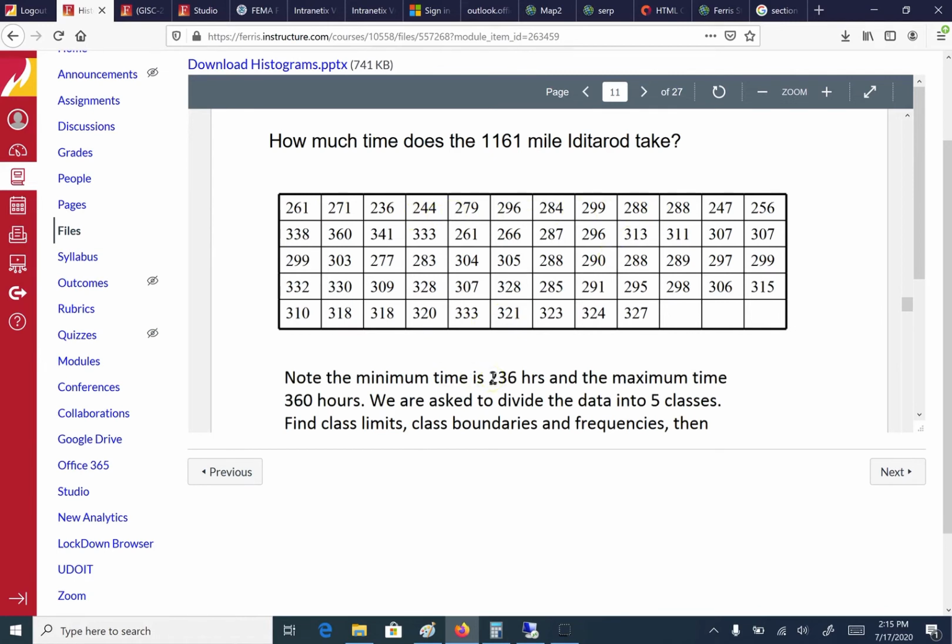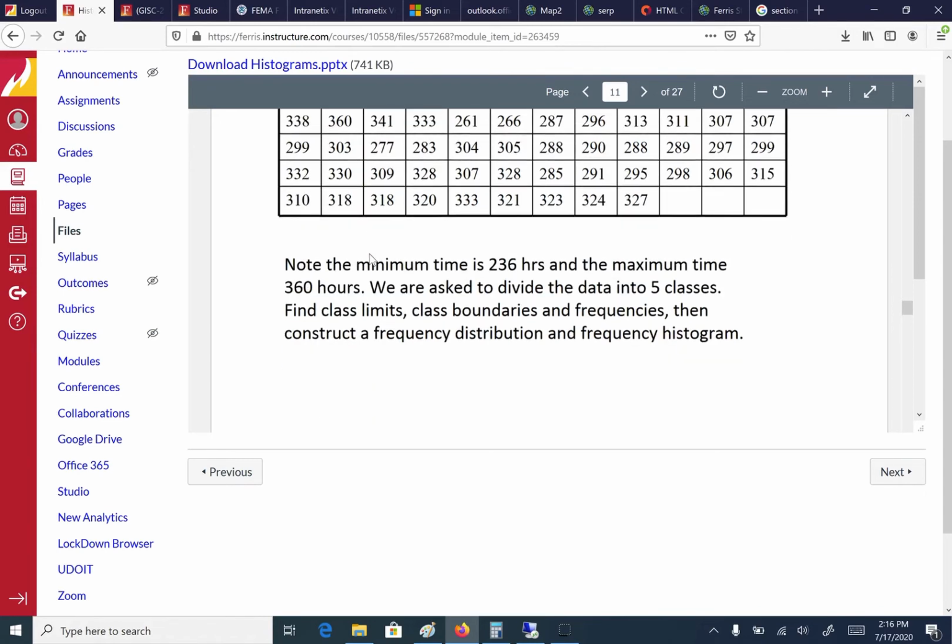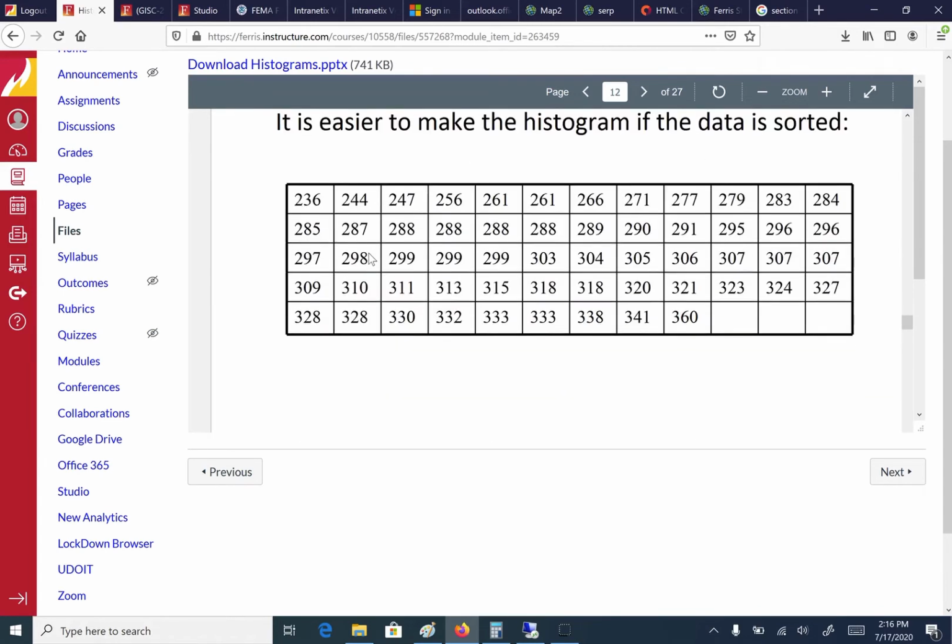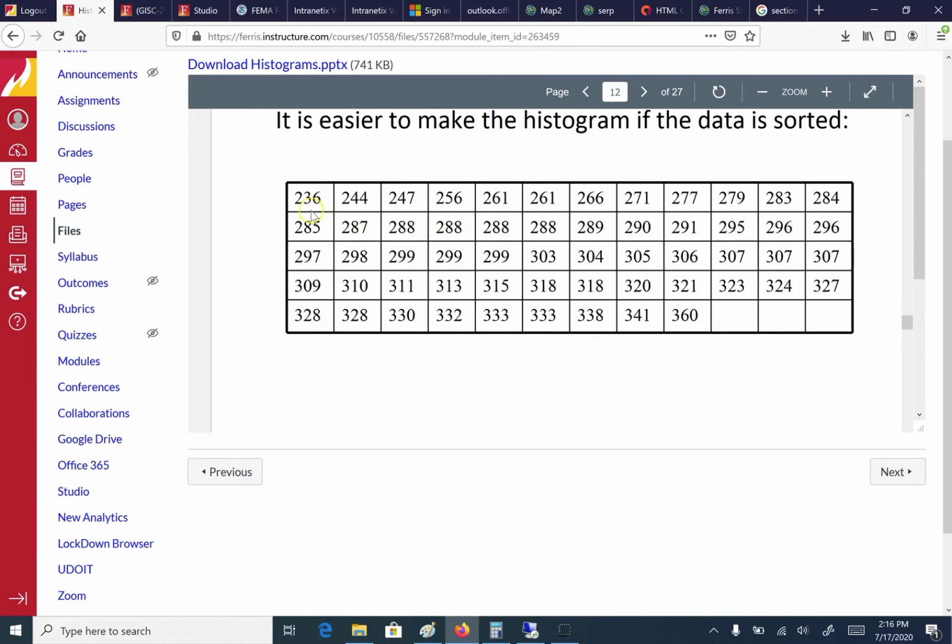The minimum is 236, and the maximum is 360. And let's divide this into 5 classes. So basically, create 5 bars and aggregate the data into 5 classes. And this just sorts the data from the lowest to the highest.